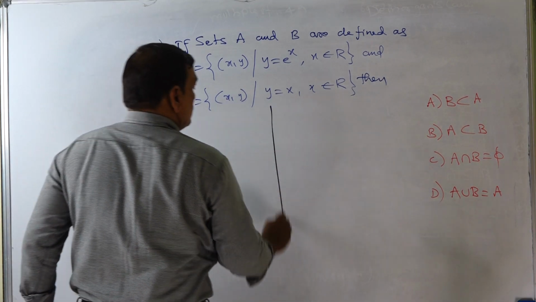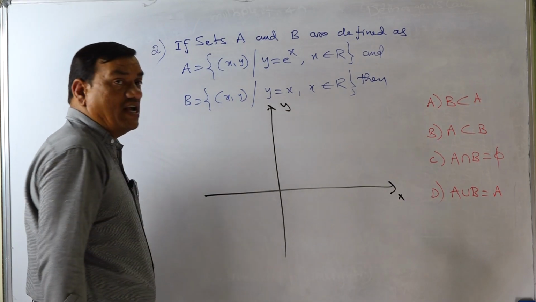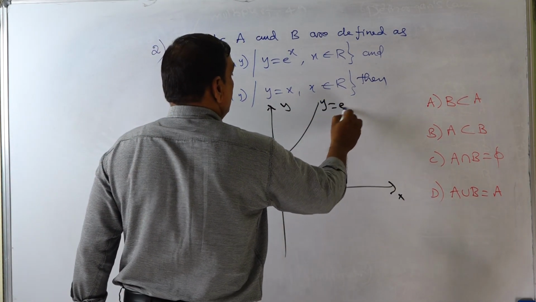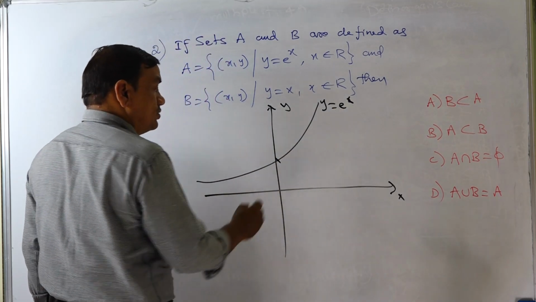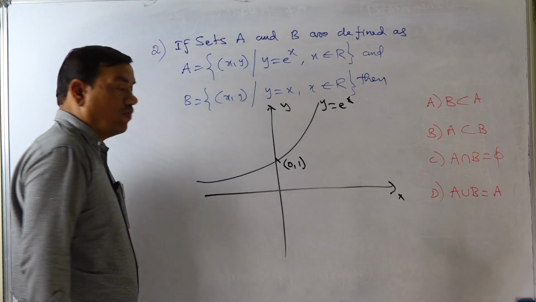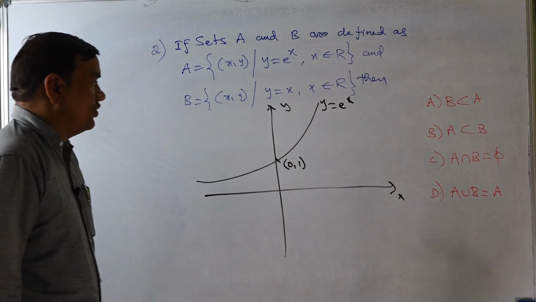See here, observe this: x axis and y axis. The y is equal to e power x graph, we know that. So, this is y is equal to e power x. It passes through the point (0, 1): x is equal to 0, y is equal to 1. Okay, now very clear. y is equal to e power x is an exponential graph, you know.